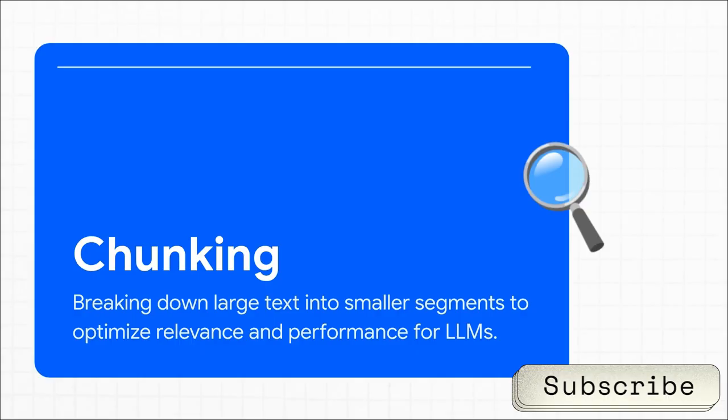The best way to think about it is like a library, right? You wouldn't hand someone an entire encyclopedia to find one little fact. No, you'd point them to the right volume, the right chapter, and the right page. Chunking does the exact same thing for your AI.